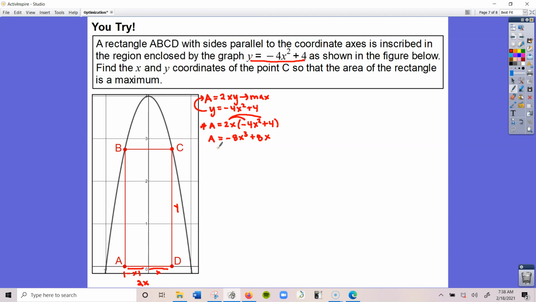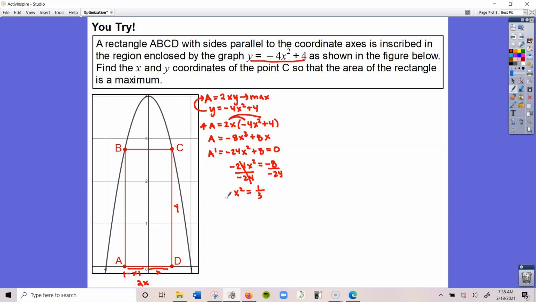So now I need to find that derivative so that I can get my critical numbers. And this derivative is negative 24x squared plus 8. Make it equal to 0. First, we would subtract the 8. So negative 24x squared is going to equal negative 8. Divide by negative 24. We get that x squared is equal to 1 over 3 when you simplify.